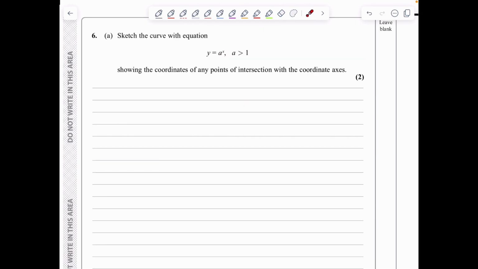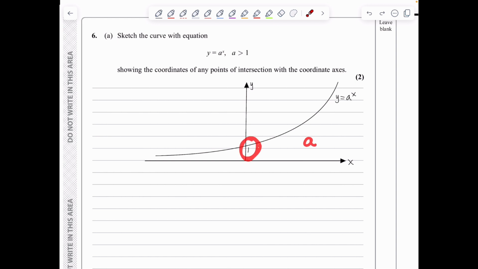In 6a, we are asked to sketch the curve with the equation y is a to the x, where a is greater than 1. We need to clearly show the coordinates of any points of intersection with the coordinate axis. Well, if I draw my axis here, I know that the graph of a to the x starts from very low on the left-hand side and takes off towards the right-hand side, cutting the y-axis at 1, because when I'm cutting the y-axis, x is 0 and a to the power of 0 is obviously 1.